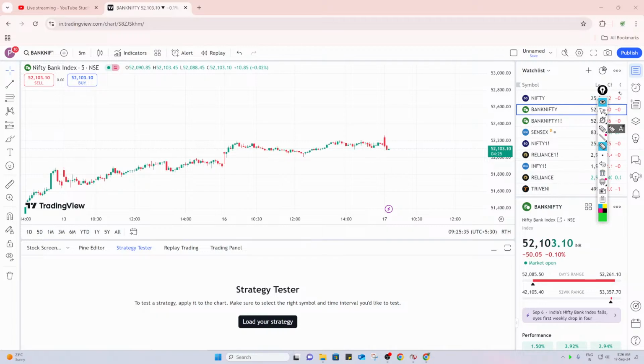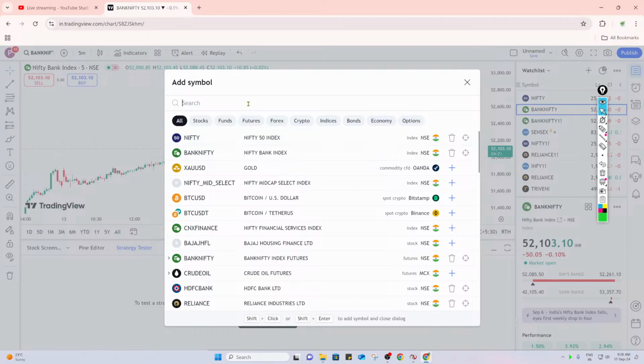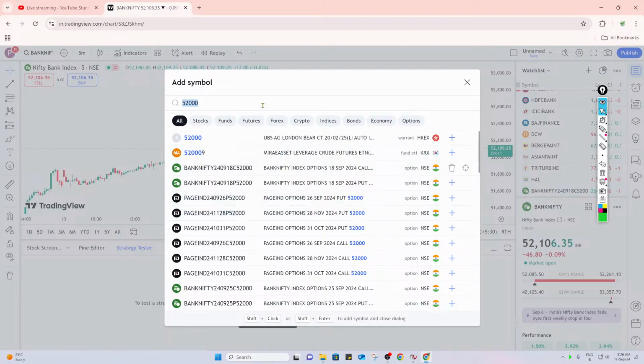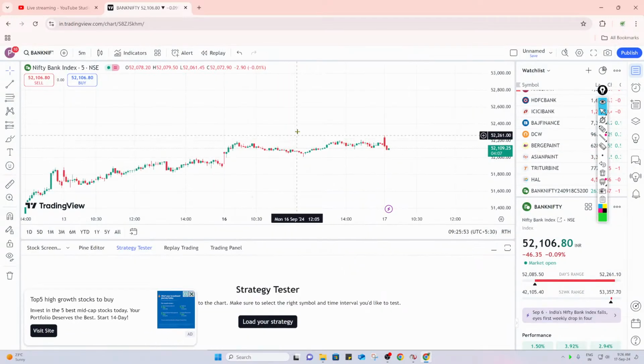However, we will add the 52,000 call. This is all the futures chart. The 18 September 52,000 call we are going to add, and the 52,400 put we are going to add.